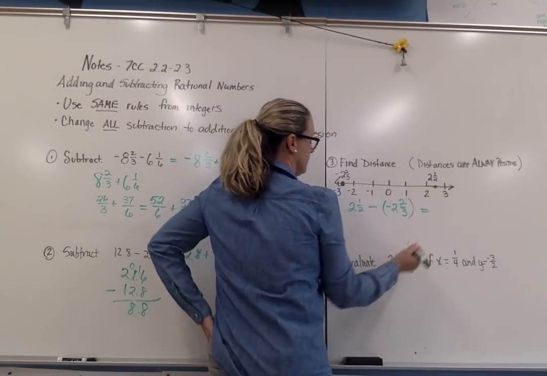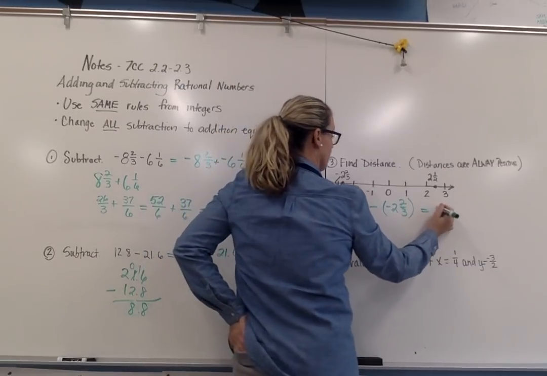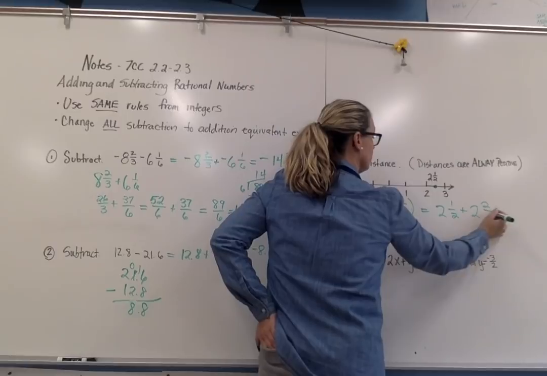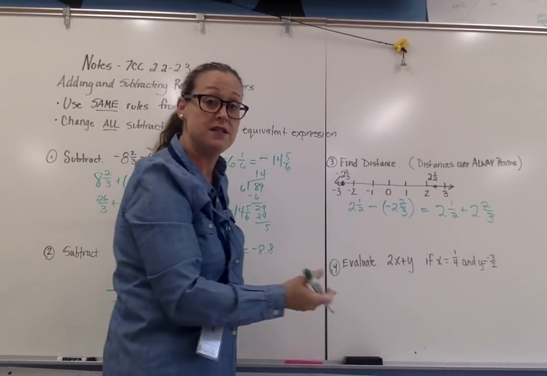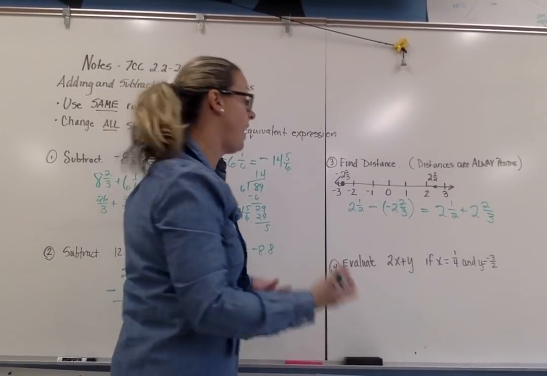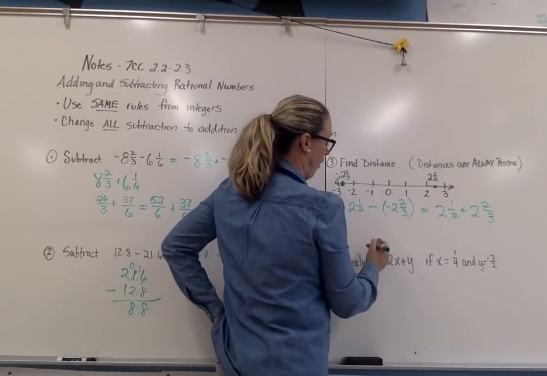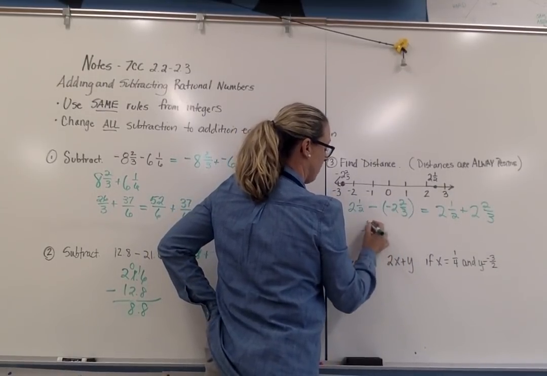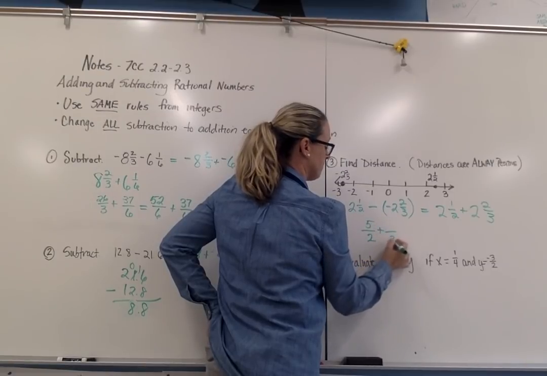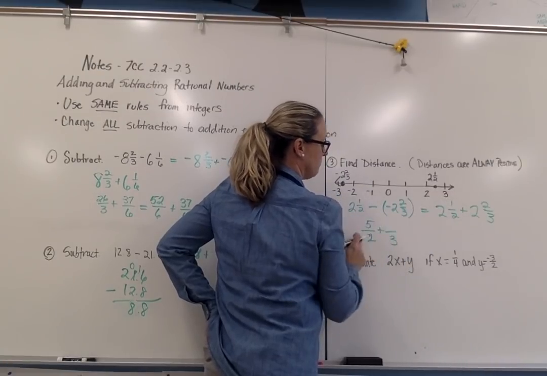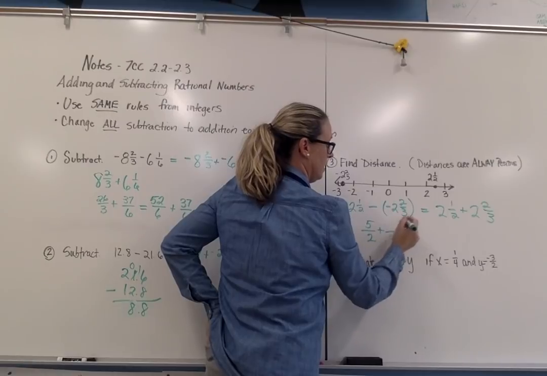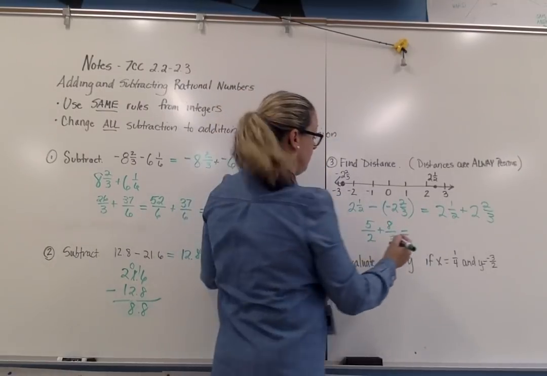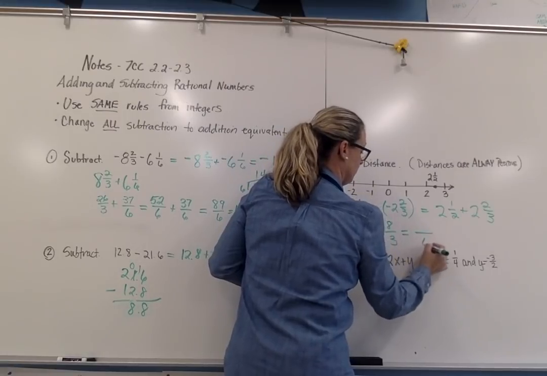I then set up an equivalent addition expression, which is 2.5 plus 2 2/3. They're both positive, so I know I have no zero pairs, so I add them. When I add fractions, I need a common denominator and improper fractions. 4 plus 1 is 5, 6, 7, 8. I now need common denominators. I'm going to pick 6.